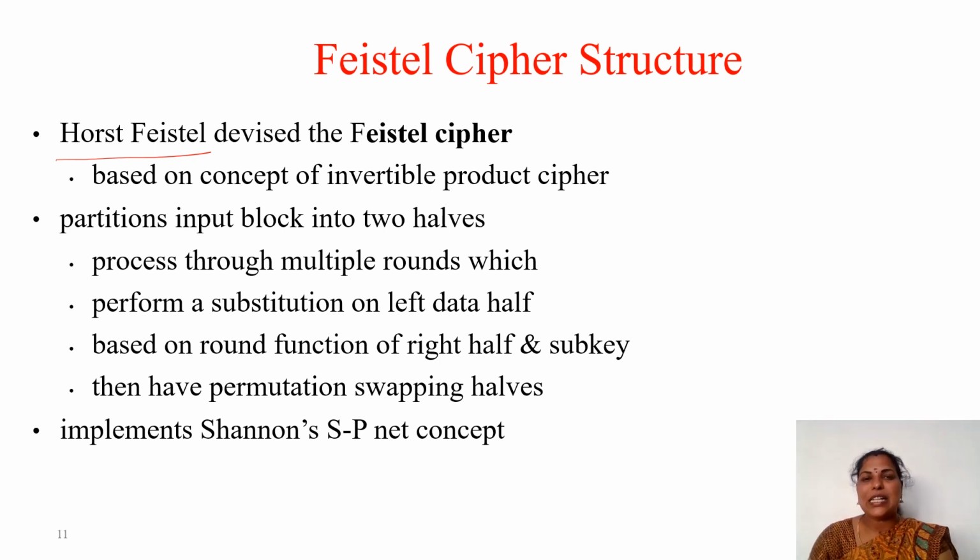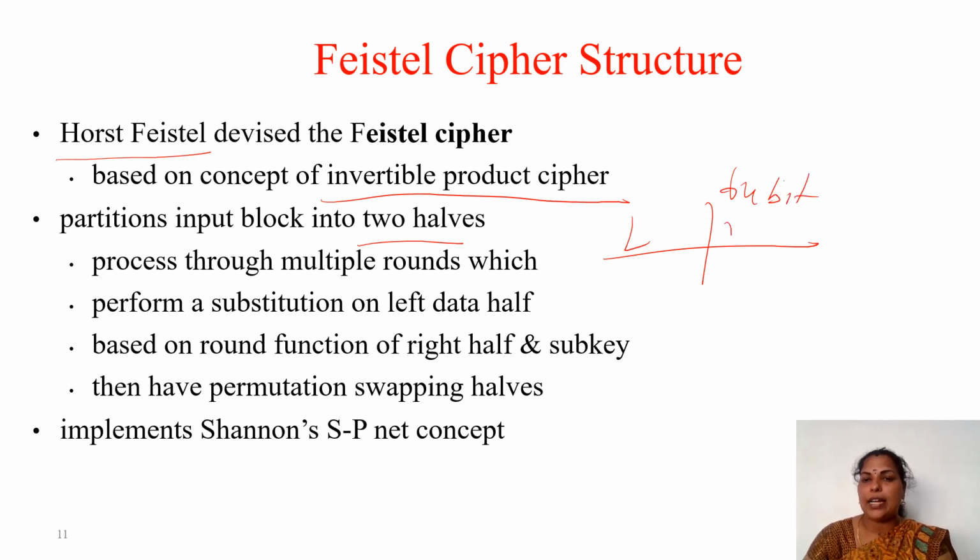The Feistel cipher structure is based on the concept of an invertible product cipher. Here we partition the input block into two halves and process them through multiple rounds. First, some 64-bit plaintext is given. We divide it into a left half and a right half, then perform encryption on them with some combination of operations, and we have many rounds of the same operation.